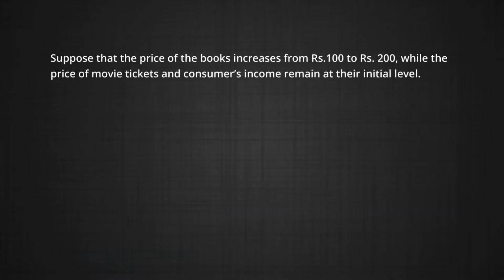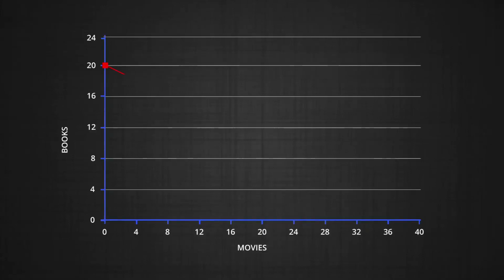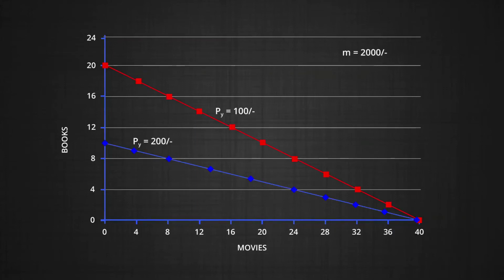What happens if the price of books increases, other things remaining constant? Suppose the price of books increases from ₹100 to ₹200, while the price of the movie tickets and consumer's income remain unchanged. The diagram given here shows these changes. The blue line is the new budget line.